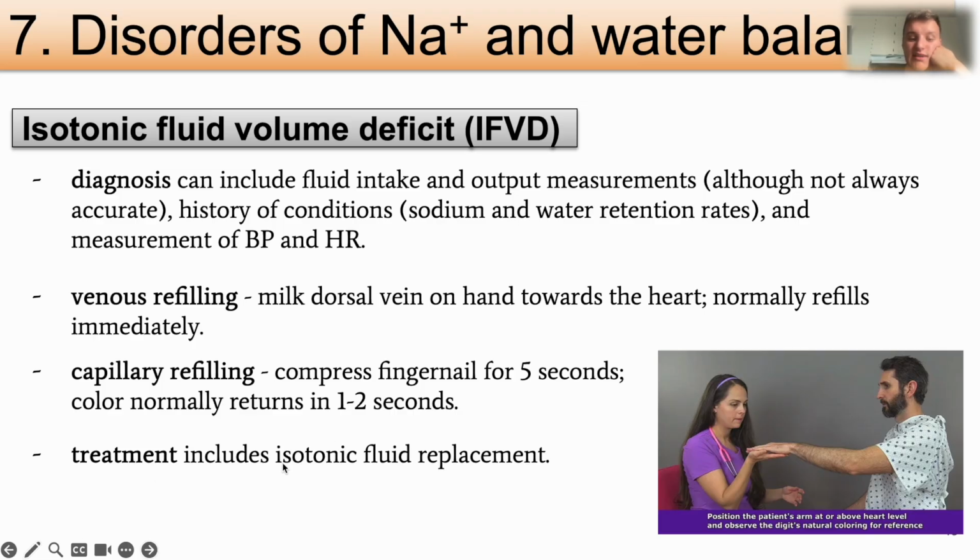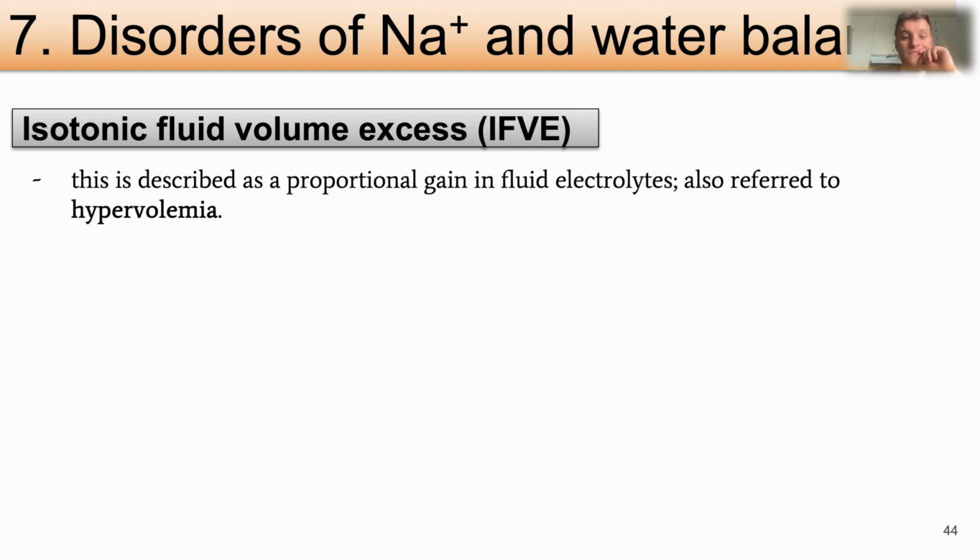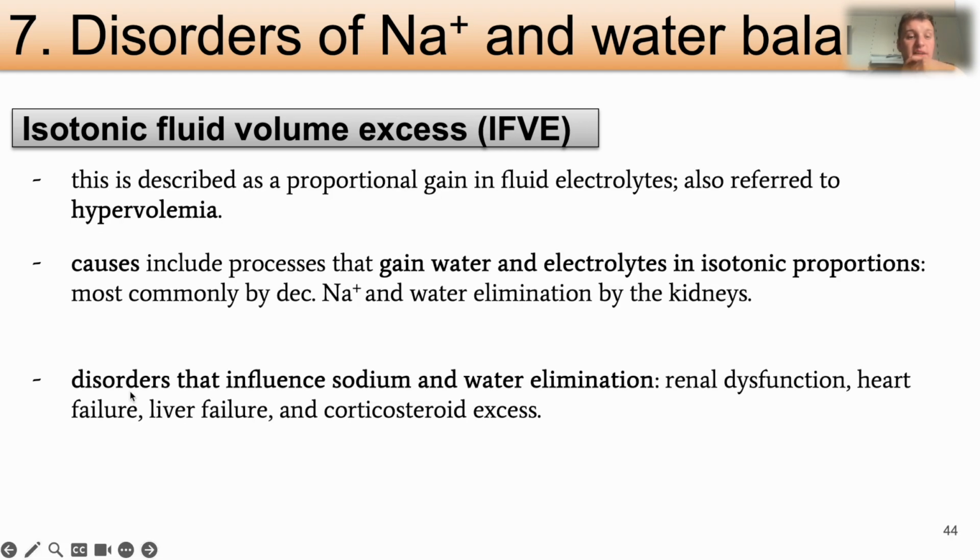And how do we treat it? Isotonic fluid replacement. Now, isotonic fluid volume excess. This is described as a proportional gain in fluid and electrolytes, also referred to as hypervolemia.